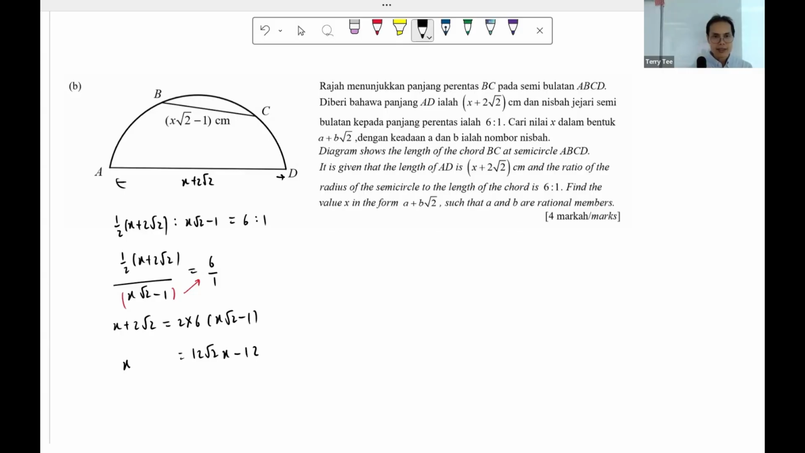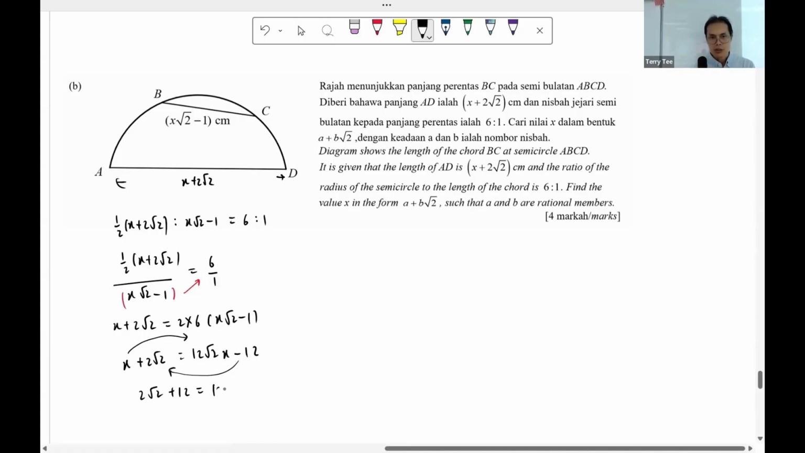Your left hand side, you have x plus 2 root 2. See, this one we have to simplify. To simplify, maybe we bring your x to the right, minus 12 to the left. So you write 2 root 2 plus 12 equals 12 root 2 x minus 1x. Remember, I'm solving for x, so I have to factorize, take out the x. You're left with 12 root 2 minus 1. The result is 2 root 2 plus 12.